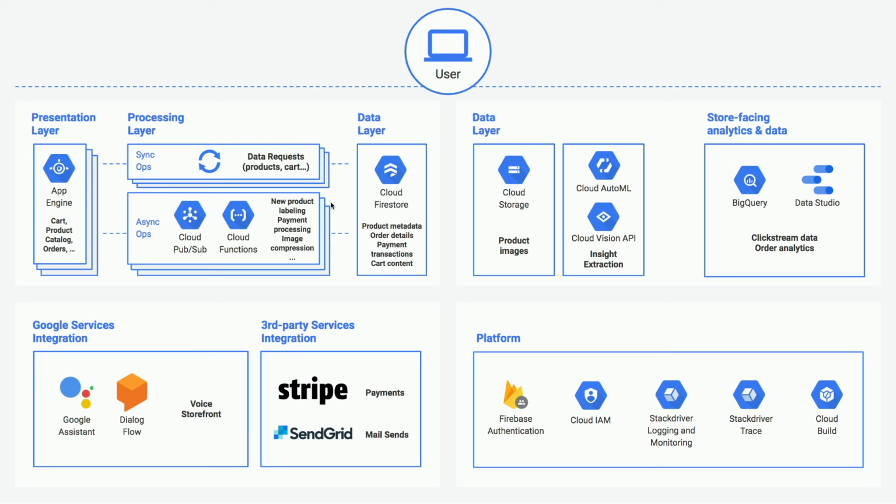For the backend, in the data layer, we are running on Cloud Firestore, which stores details like product metadata and order information. Now, on the other side, we can see that we also leverage things like Cloud Storage as a way to store all of our product images. We leverage Cloud AutoML and Cloud Vision API to add machine learning smarts to our application. And for analytics and data analysis, we rely on things like BigQuery and Data Studio.